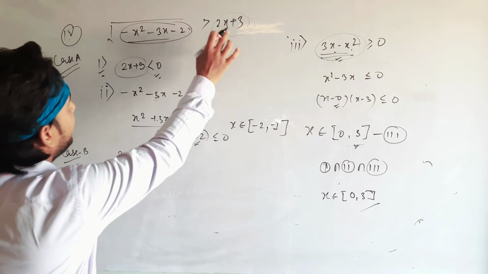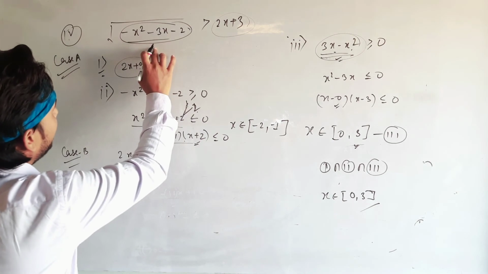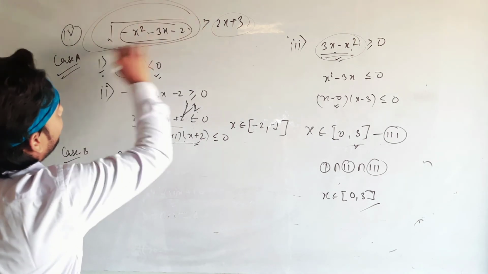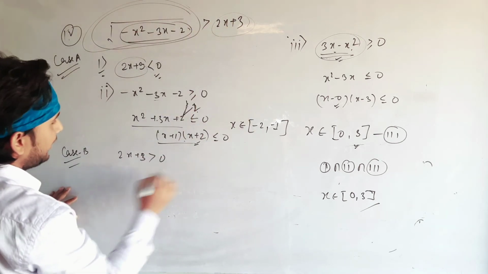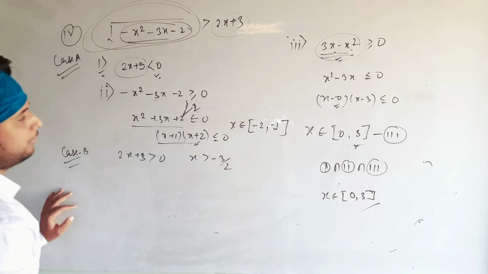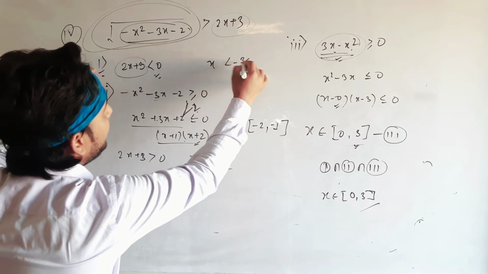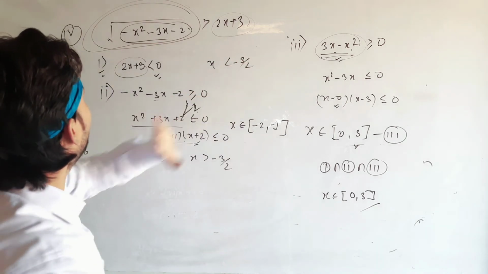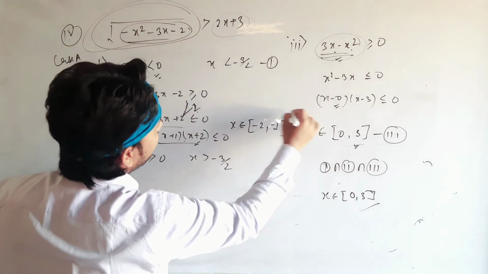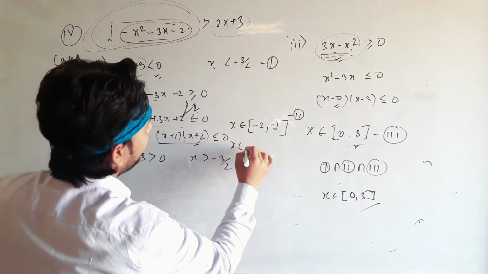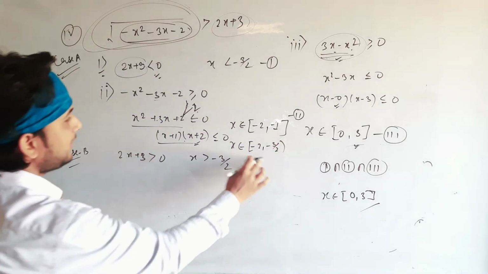And 2x plus 3 is greater than 0. When 2x plus 3 is greater than 0, you have to think here. Then this square root is greater than 2x plus 3, then square both sides. Here we have got x less than minus 3 by 2, and from here and here you have to take the intersection of these two conditions. It means that x belongs to minus 2 to minus 3 by 2. This is case first.